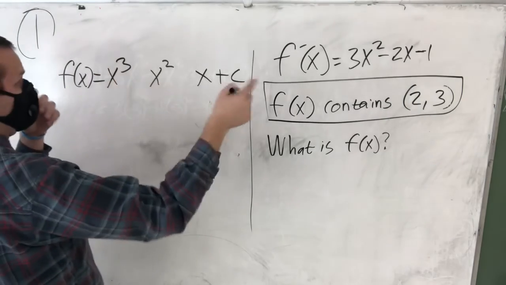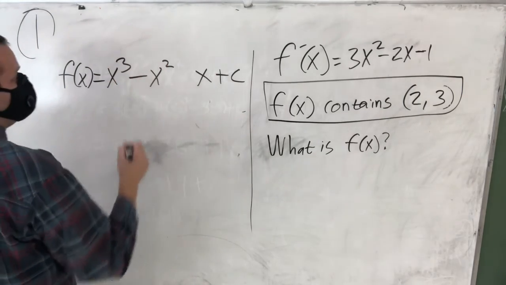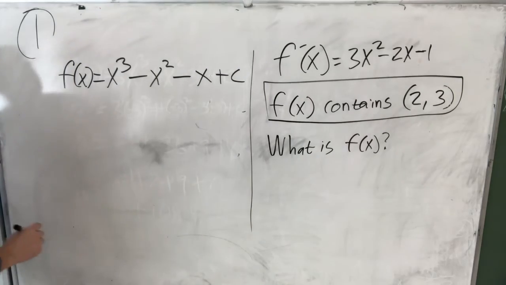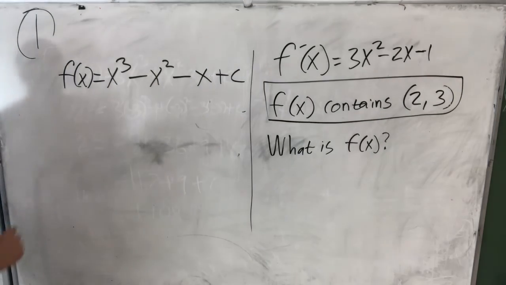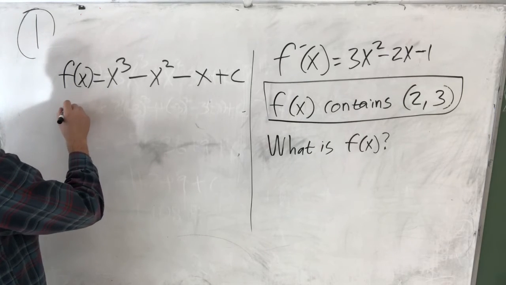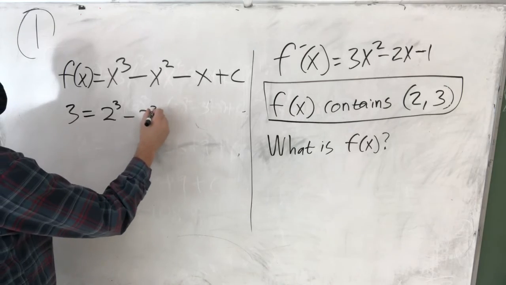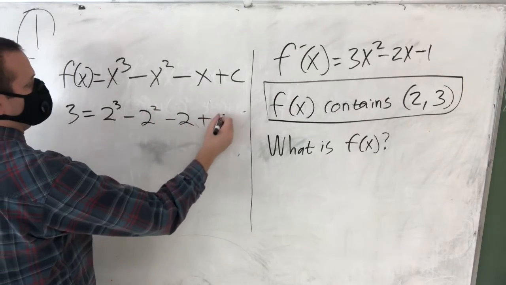3 times 1 is 3. 2 times negative 1 is negative 2. 1 times negative 1 is negative 1. Sorry, it's negative 1. There you go. We're going to plug in the 2, 3 now. So we've got 3 equals 2 cubed minus 2 squared minus 2 plus c.